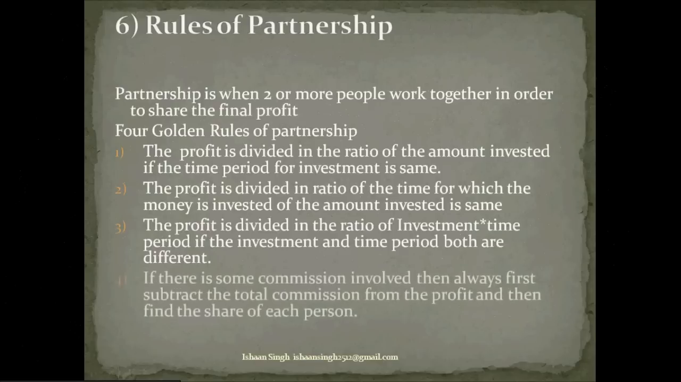Fine. And then there is another important rule that you must remember, especially for tough entrance exams like CAT, XAT, IFT. If there is some commission involved, then always first subtract the total commission from the profit and then find the share of each person. Suppose you and your friend are starting a company, and at the end you get a profit of 5,000 and your friend earns a commission of 1,000 for doing some extra work. So first of all, subtract that 1,000 from 5,000, get a profit of 4,000, and then divide that 4,000 using the same rules that we have discussed in points 1, 2 and 3.